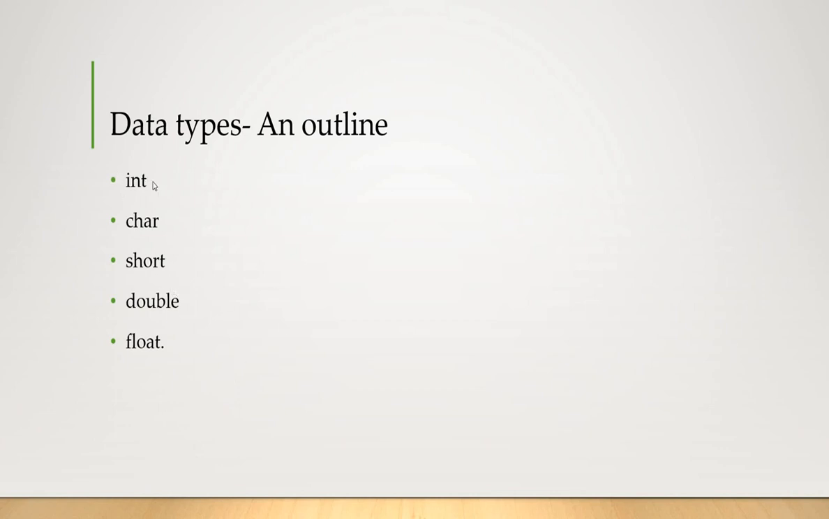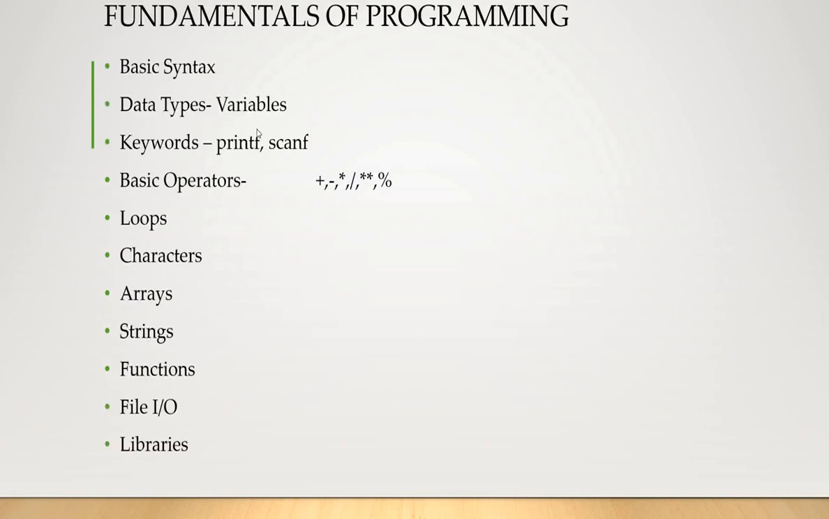So what is an int? Int is integer. Char is character, like a, b. Next, double is for long integers. If we are using an integer with a large number, we have to use double. And next one is float. Float is a decimal value. So we have seen data types, variables, keywords, basic operators.